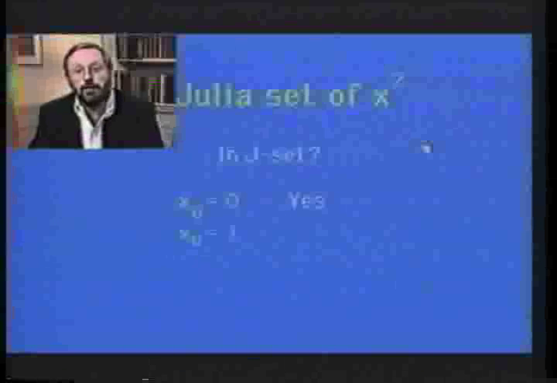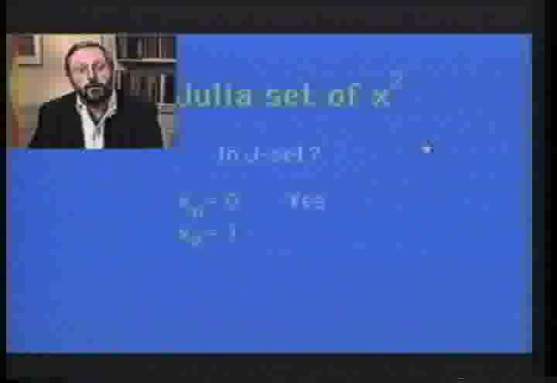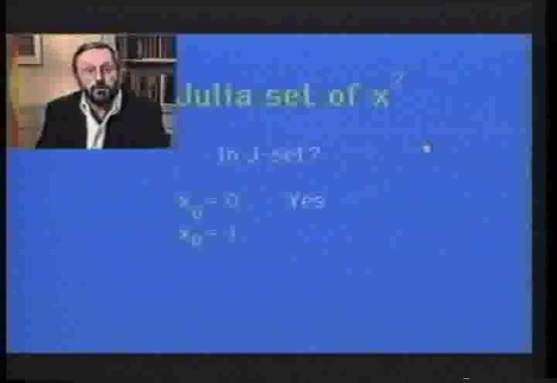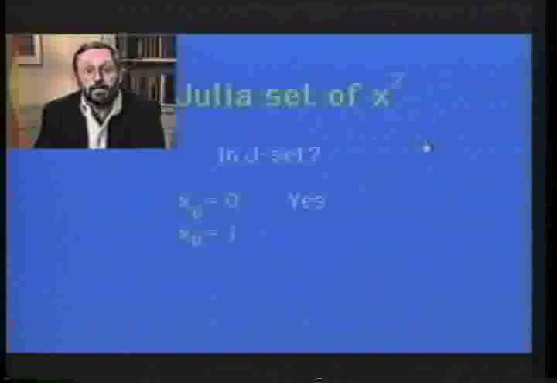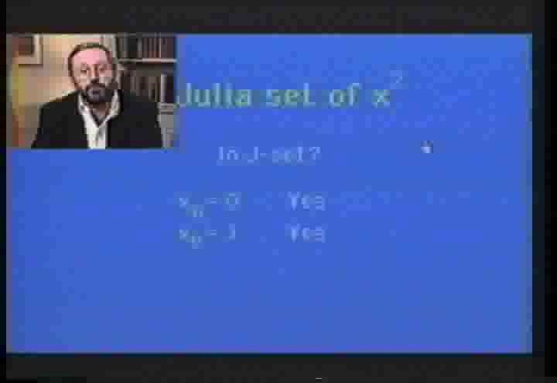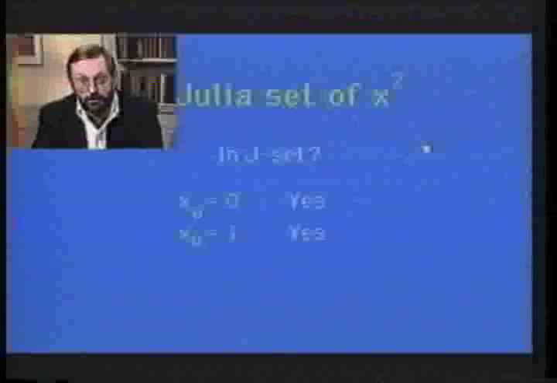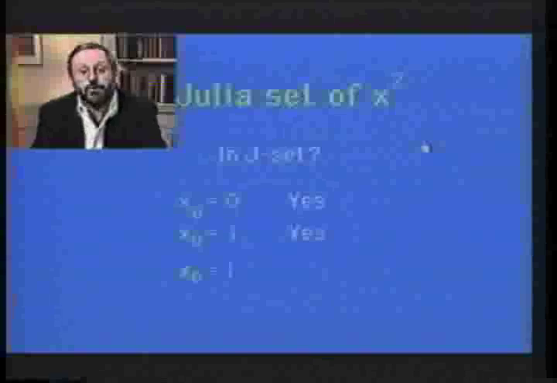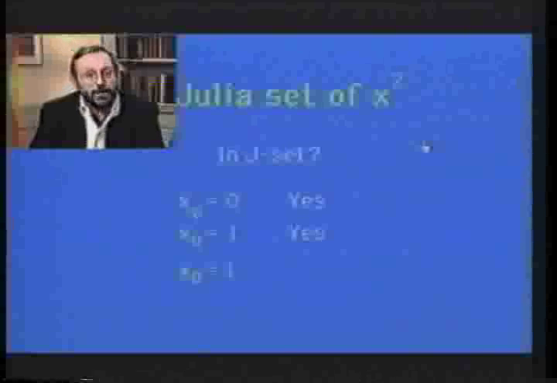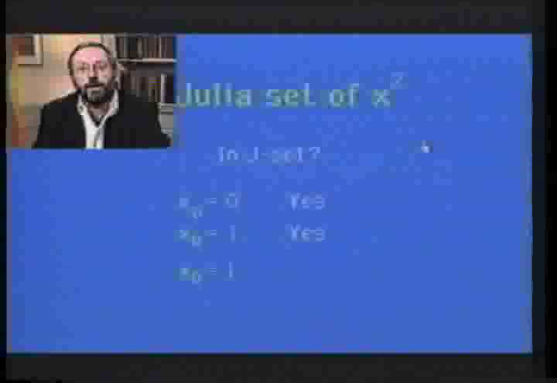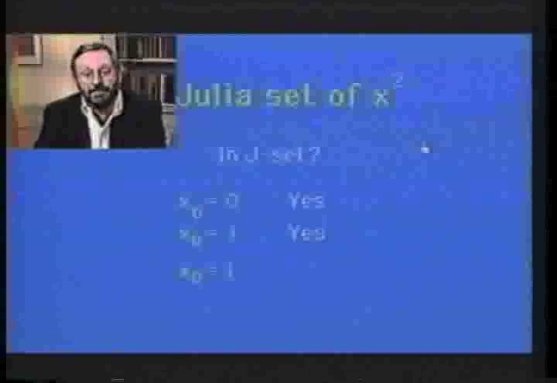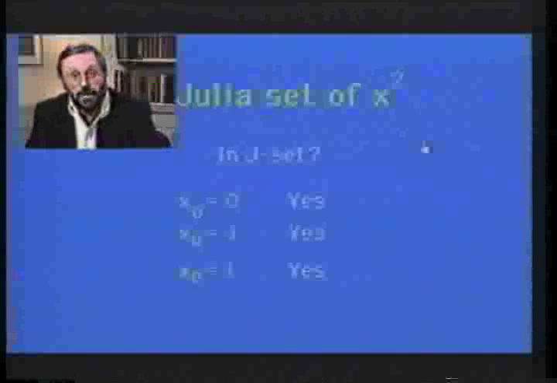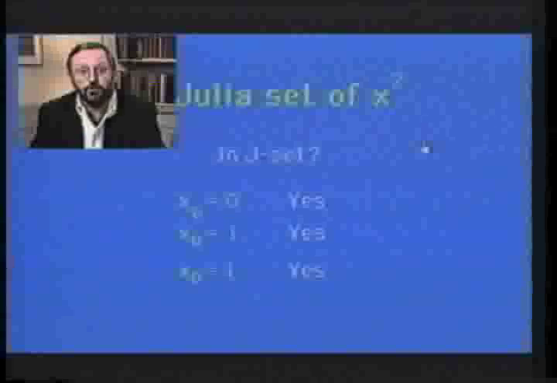Another example, how about x naught equals 1? Well, the orbit of 1 is also fixed. 1 squared is 1. 1 squared is 1. The orbit of 1 stays bounded. It does not escape. So yes, 1 is in the filled Julia set. Another example, i squared is -1. Square that, get 1. Square that, get 1. And again, you see that this orbit stays bounded. It does not escape. So i is in the filled Julia set.